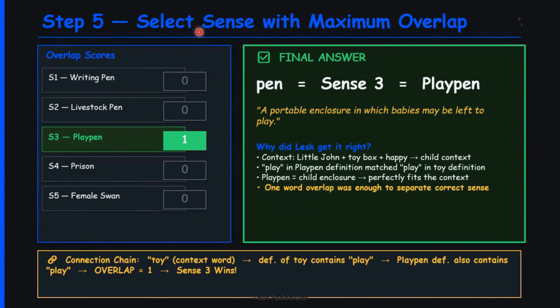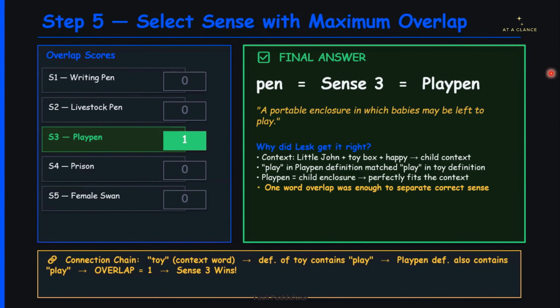In step 5 we need to select the sense with the maximum overlap. So clearly sense 3 is the winner. We have clearly got the actual sense of the word pen which was present in the context sentence given to us. So this is the actual sense, playpen: a portable enclosure in which babies may be left to play. I hope it is clear to you all how we have calculated the actual sense of the ambiguous word pen. Cool.